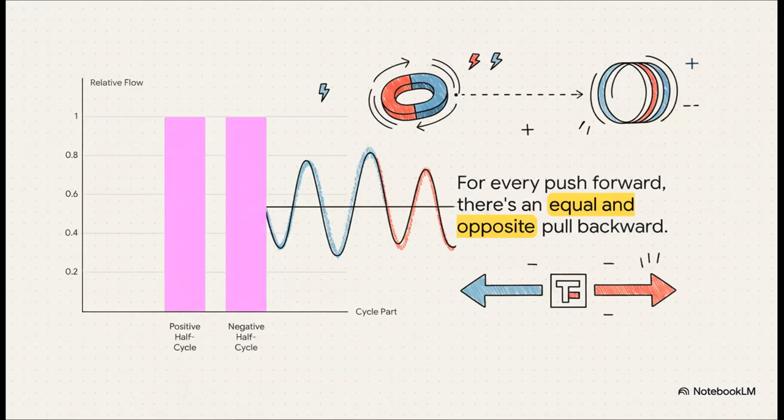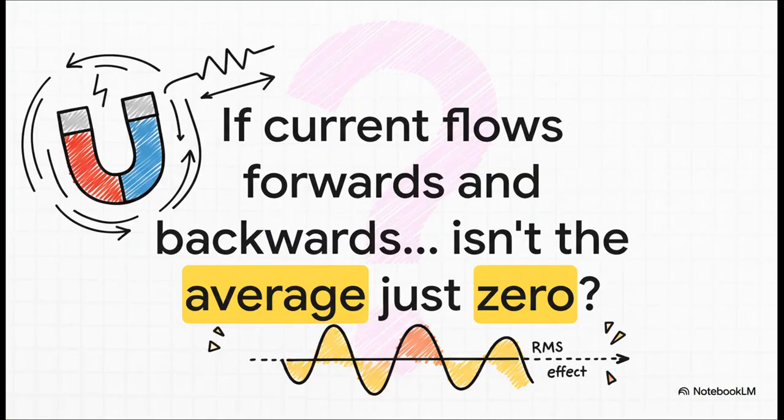So for every single push forward, that's what we call the positive half cycle, there's an equal and opposite pull backward, the negative half cycle. The two halves are perfectly symmetrical. It's a perfect push followed by a perfect pull. And this leads to a really interesting question. A paradox, almost. If the current pushes forward with a force of, say, +1, and then pulls backward with a force of -1, over one complete cycle, doesn't that all just cancel out? Isn't the average flow of electrons just zero?